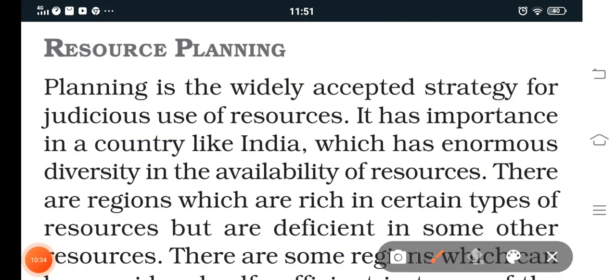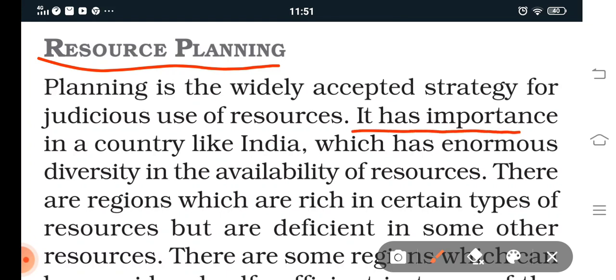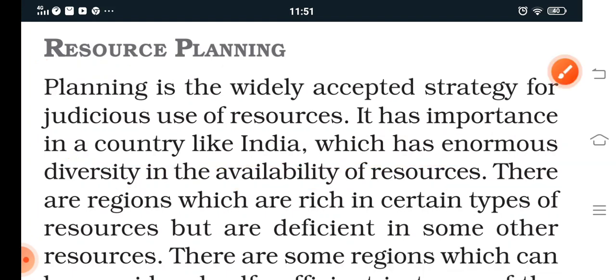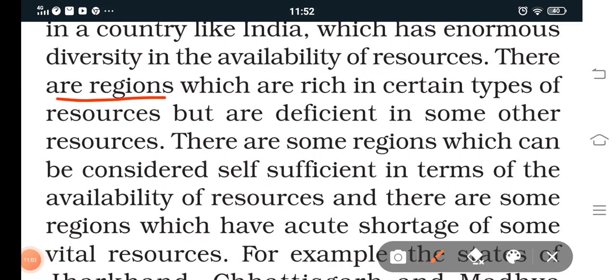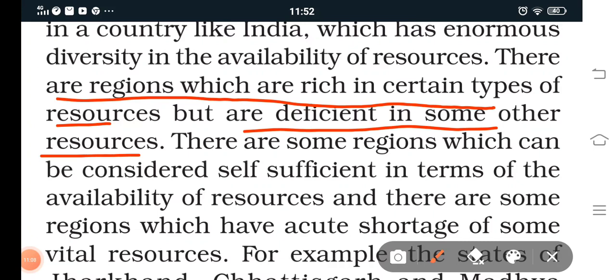Now, resource planning. So we have seen this word resource planning so many times. What is this and why should we do this? Resource planning is important in our country like India because it has enormous diversities in the availability of resources, because some resources are present in only some areas and the other areas do not have that type of resource. So there are regions which are rich in certain types of resources but deficient in some other resources.